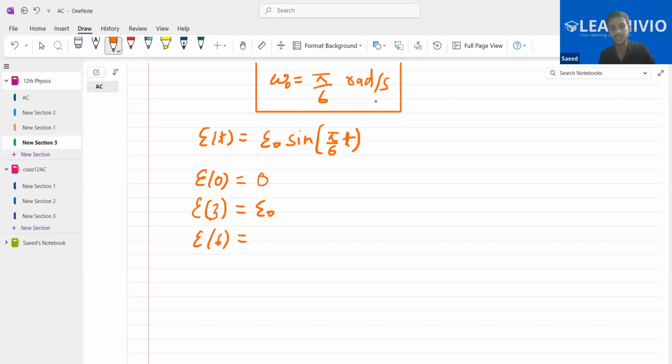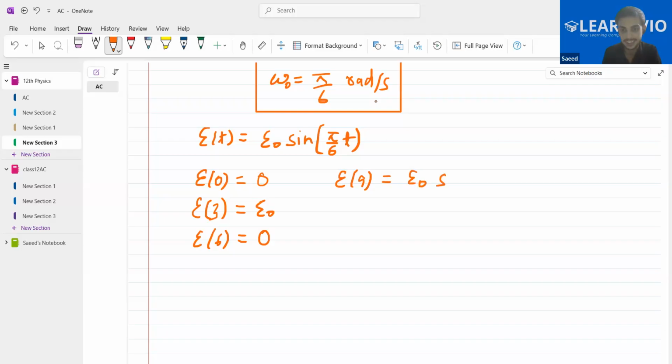I'm writing it directly. From the first class, I'm expecting that you will remember all these things. What will be E of 6? E of 6 will again be 0, because sine pi is 0. What will be E of 9?